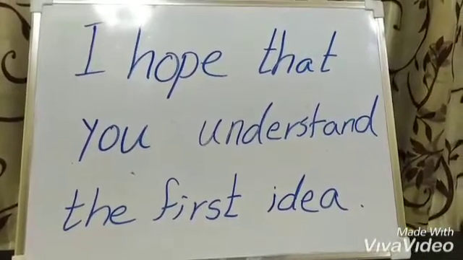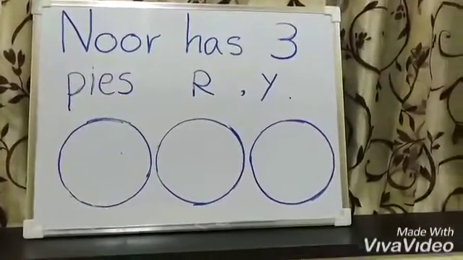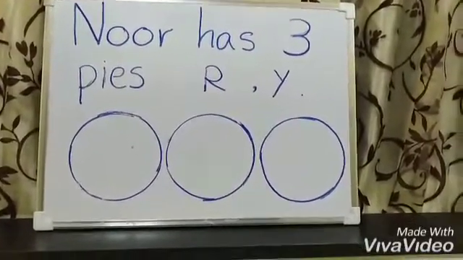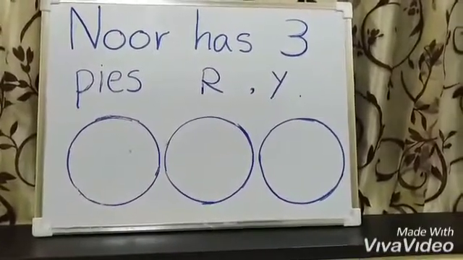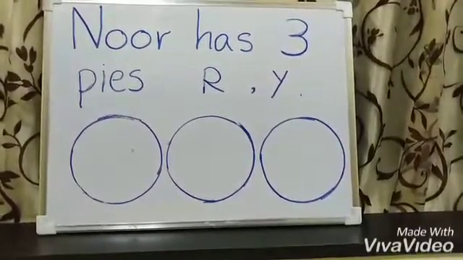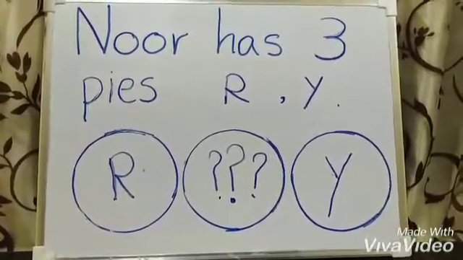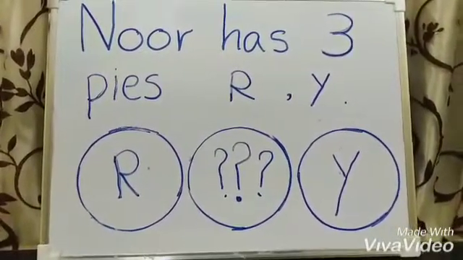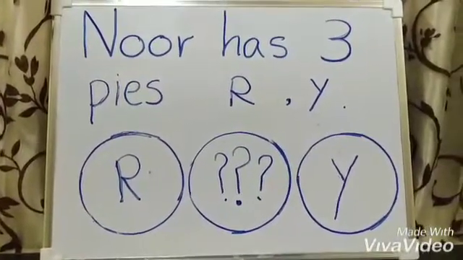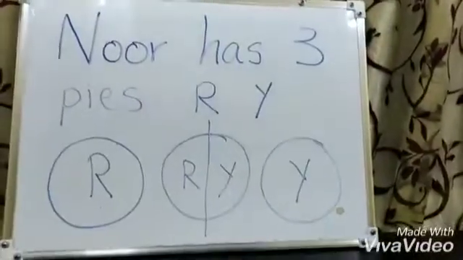Now let's take another example with another idea. Now in this example, Noor has 3 pies and she wants to share equally between Rinad and Yamina. How many pies do you think each one of them will get? We can start by sharing 1 pie for Rinad and 1 pie for Yamina. What do you think will happen for the third pie? Who will take it? Excellent!